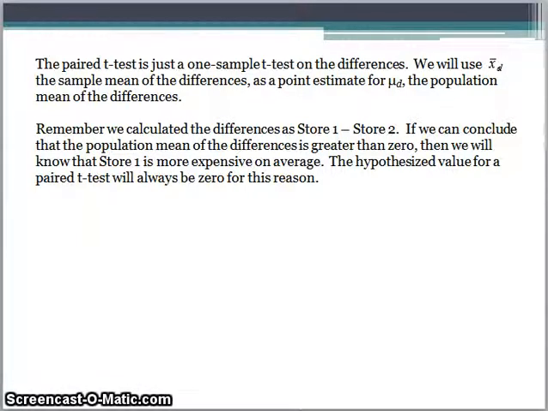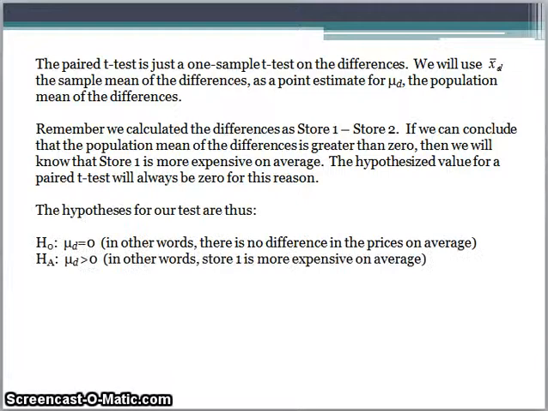If we do a hypothesis test and we can conclude that the population mean of the differences, mu d, is greater than 0, then we'll know that store 1 is more expensive on average. Okay? So we're always wanting to compare to 0, so the hypothesized value for a paired t-test is always going to be 0. So in our example, we wanted to know if we could conclude that store 1 was more expensive than store 2.